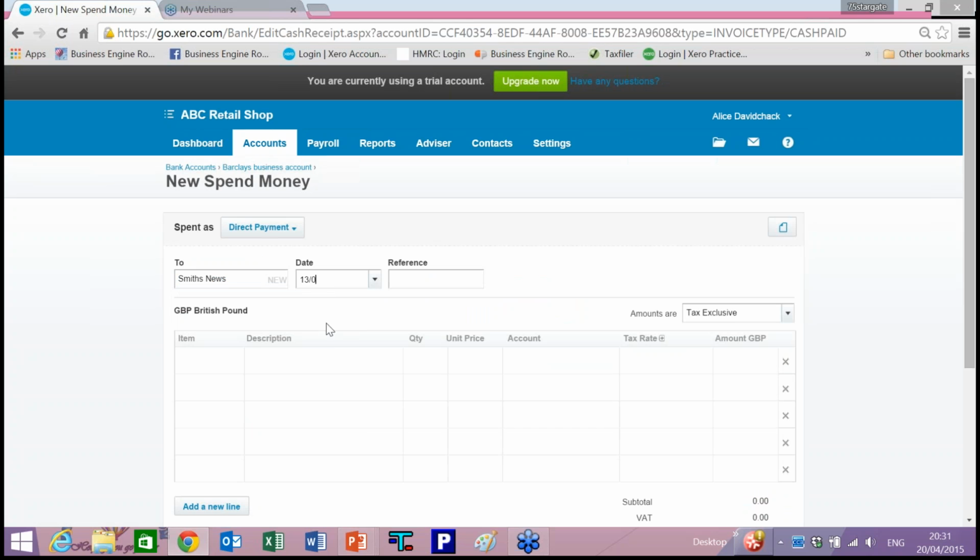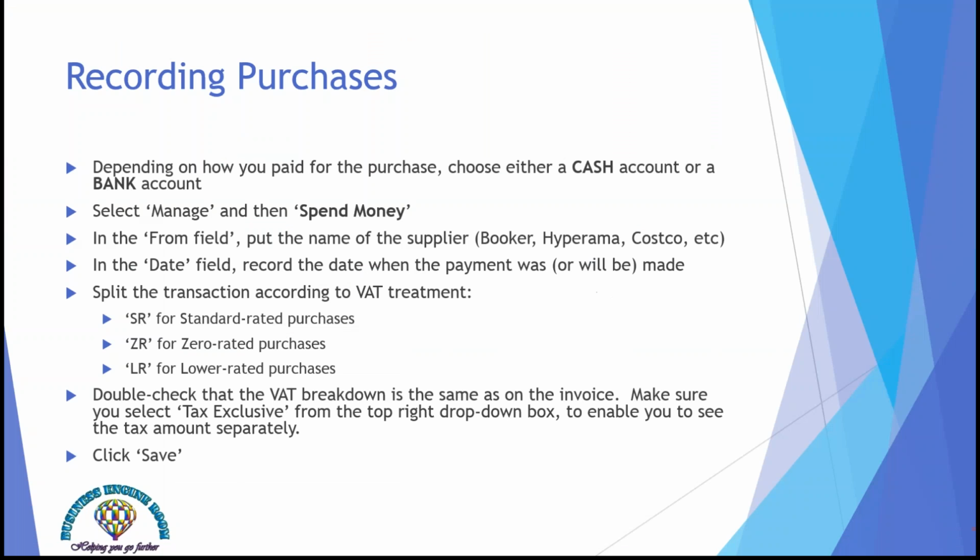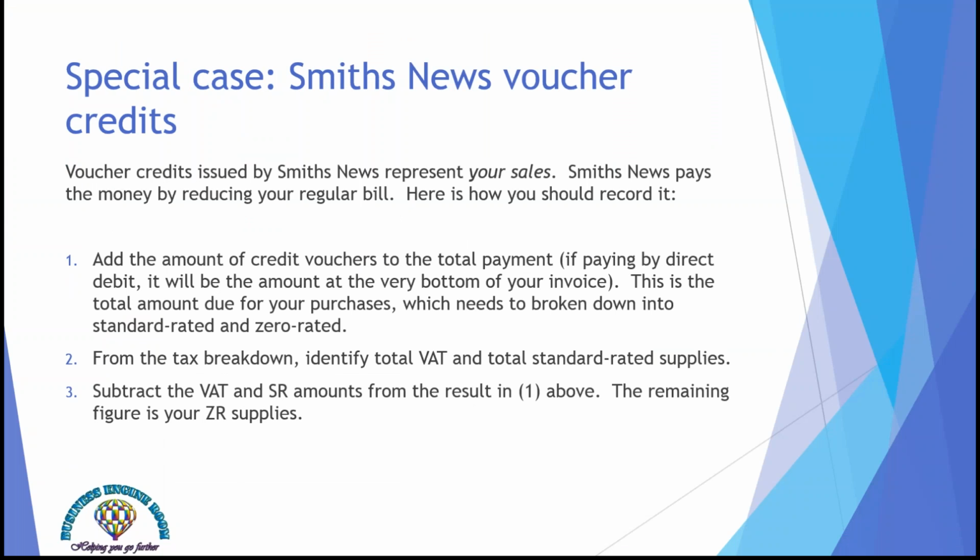okay. So again, as an example, in this example here, what we will deal with is the credit vouchers. Now, credit vouchers are your sales or your takings, and we need to record them as such, even though they are zero rated. The way that Smith's News pays them is basically as a discount on your normal bill. So what we need to do is add the amount of credit vouchers to the total payment.